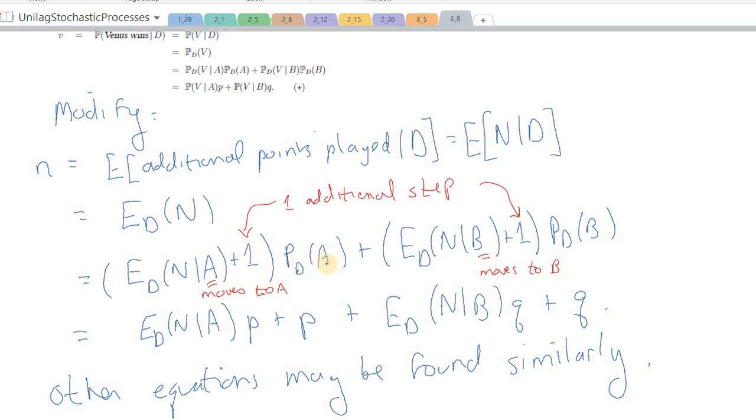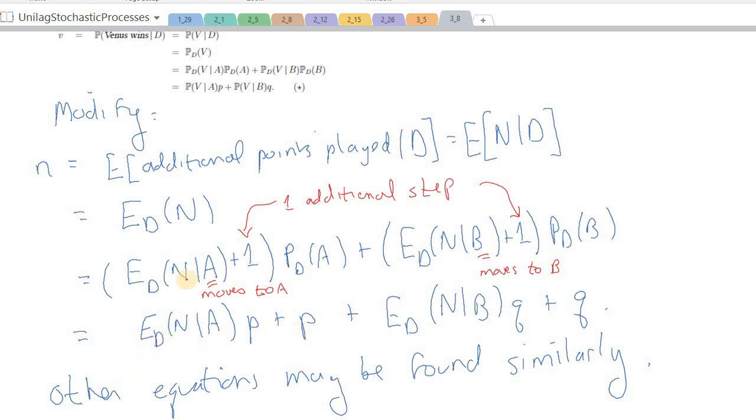Here we still have P_DA as before. Similarly, we have this contribution from B. We're moving to B with probability P_DB, and the number of points played is then 1, because you take 1 point to move to B, and then you have these additional points played. Now, just as before, we can replace this P_DA with P and this P_DB with Q. Of course, P equals 1 minus Q in this case, but it's shorter to write the equations this way. So if I make that replacement, then I have this.